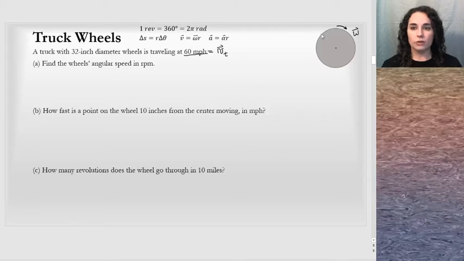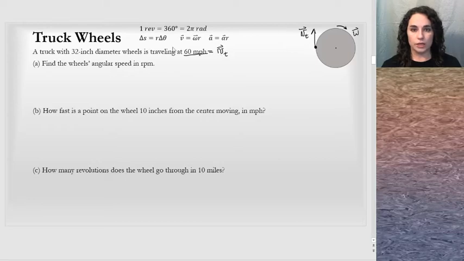When I think about the wheel in the reference frame of the truck, the wheel's turning so that every point on the wheel is moving at 60 miles per hour on the outer rim. So I'm going to draw that on here, v tangential, and that's 60 miles per hour. I know these two quantities are related. It says A, find the wheel's angular speed in RPM. So I want to find angular speed.